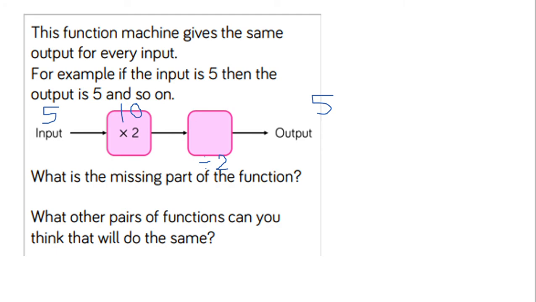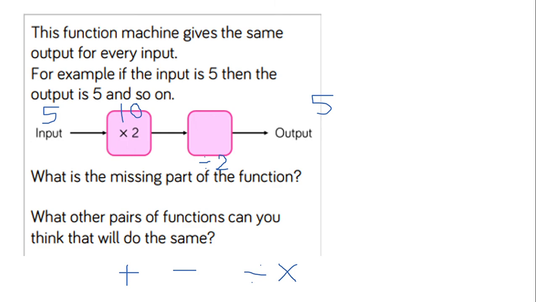I might even want to try it out one more time with another number just to make absolutely sure I've got the right thing. Let's try it. Input 2. 2 times 2 is 4. 4 divided by 2 is, sorry, is 2. But actually, I probably don't need to do that because what do we know about timesing by 2 and dividing by 2? That's right, they are the inverse of each other.